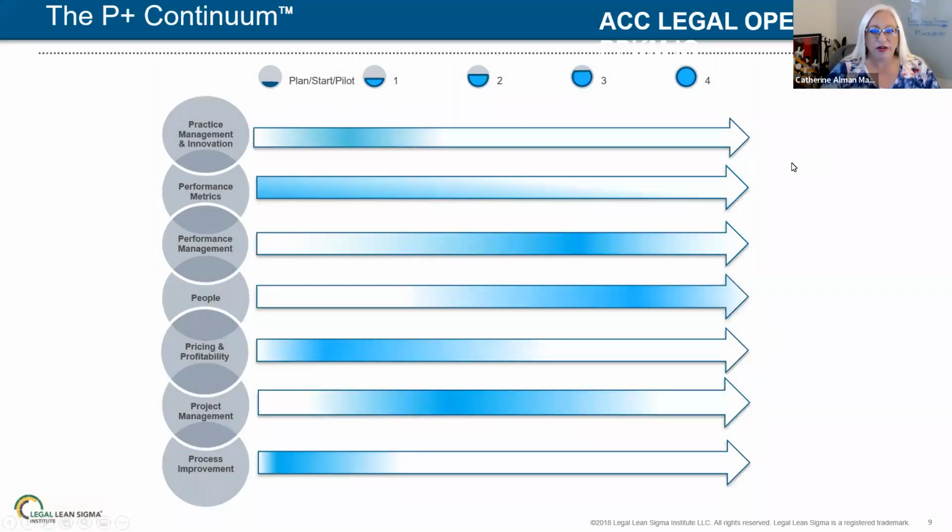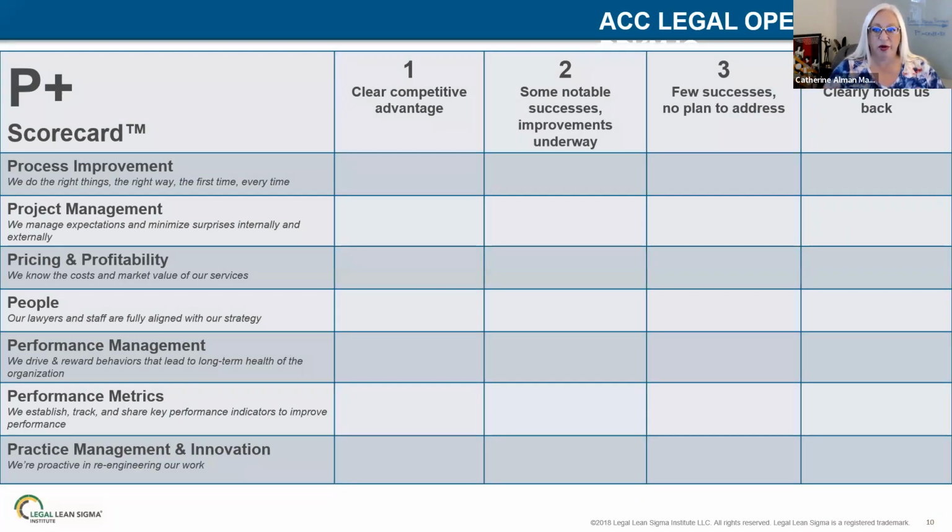So those of you who have joined us in previous programs have seen this P+ scorecard that we use to assess organizational readiness. And it's a good thing to start with in terms of where you think your organization falls in each of the P's that are in the ecosystem. And so we've got the scorecard here for you.